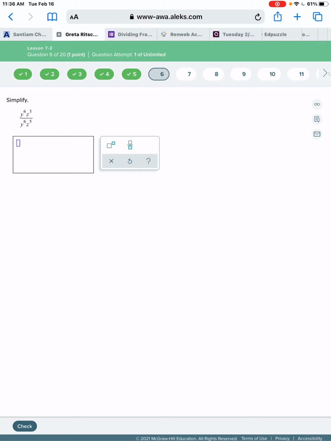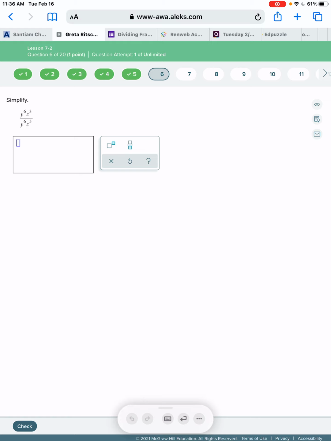Number 6. All right, we're simplifying again. I have y to the 6 over y to the 6. Well, 6 minus 6 is 0. Y to the 0 is going to be 1. And you can see that the 6 y's on the top line up with the 6 y's on the bottom, and they're going to cancel out.